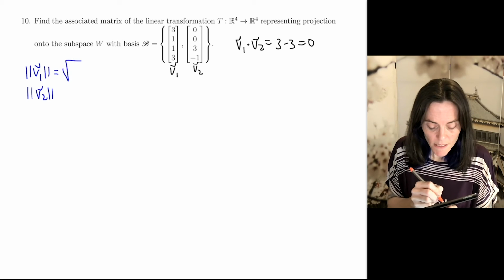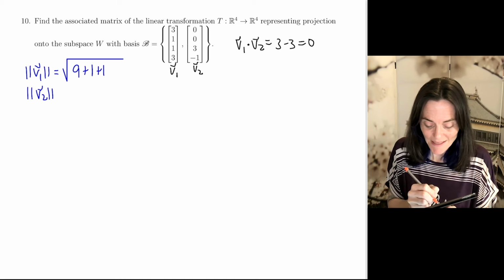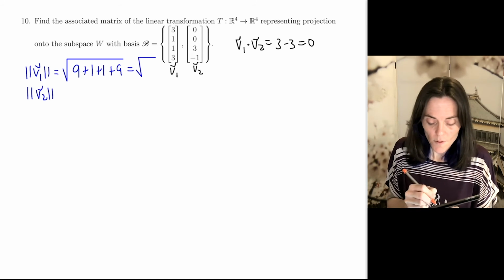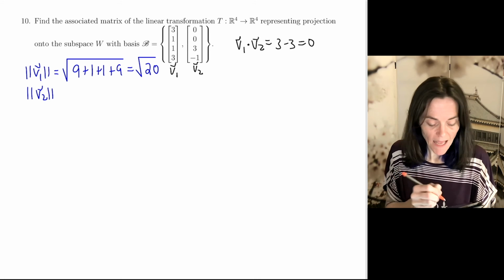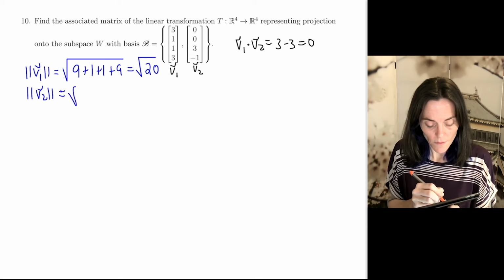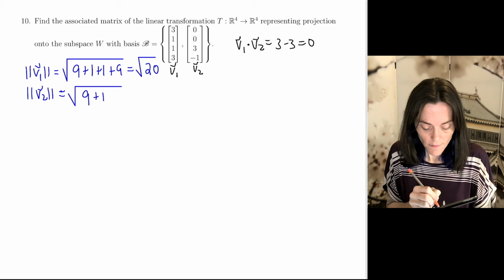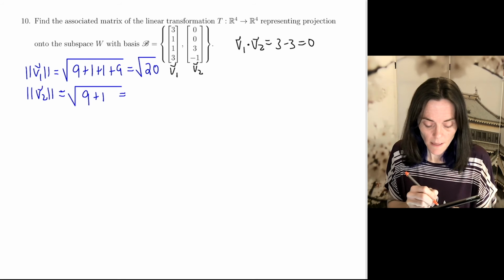Length of V1, you see it's a square root. We have 9 plus 1 plus 1 plus 9. This is square root 20. For the moment, I will leave it like this. Length of V2, well, this is a square root. We just have 9 plus 1. So this is the square root of 10.